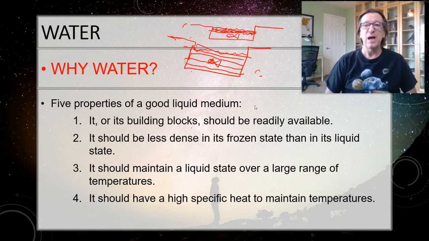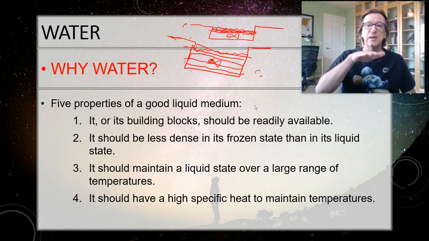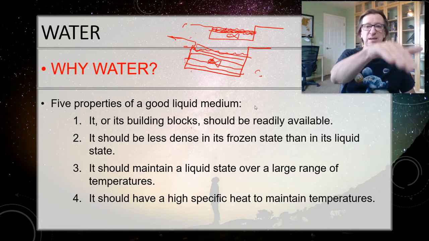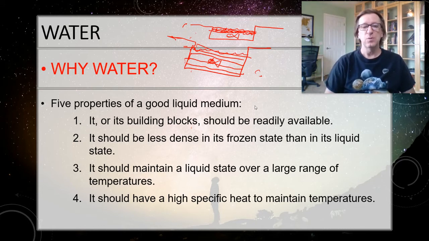So having a high specific heat means that the temperature doesn't change very quickly, and that regulates the temperature of the alien. That keeps the organism's temperature basically the same all the time. And so we want that liquid medium, whatever their body is based on, to have a very high specific heat. That way the organism can withstand any of these temperature changes. It makes it more resilient.